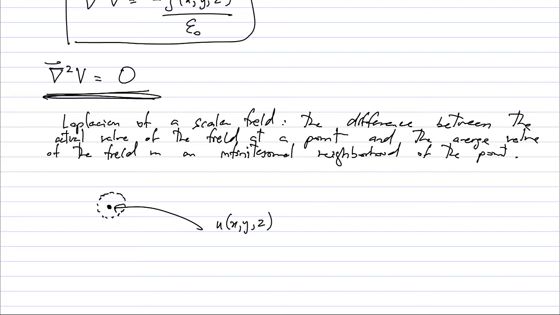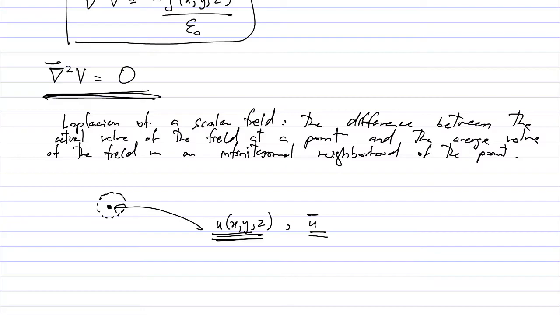Then I can find the average value by looking at the values of these points surrounding the original point. So in other words, I have u and I also have u bar. u bar is the average value of u, found by looking at the values of this scalar field at points around the original point. And the Laplacian just tells you about the difference between u bar and u. So it essentially tells you about the difference between this thing and that thing.